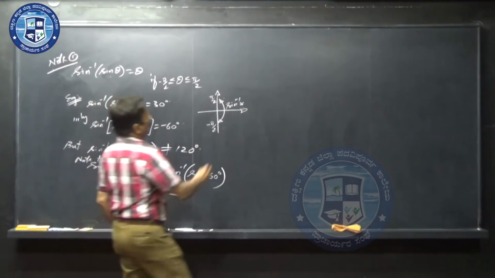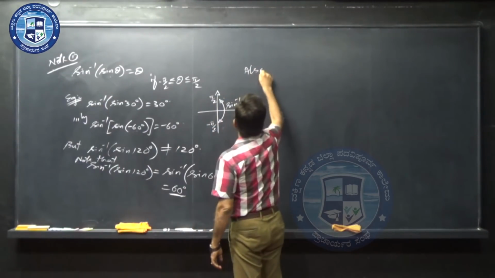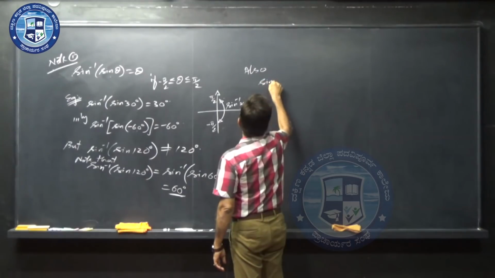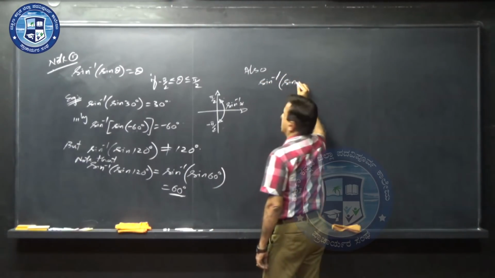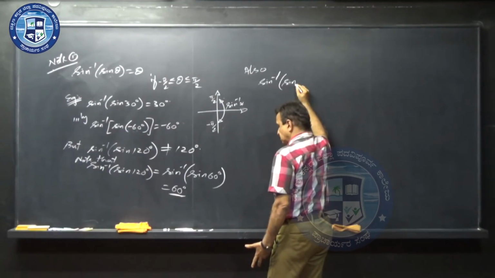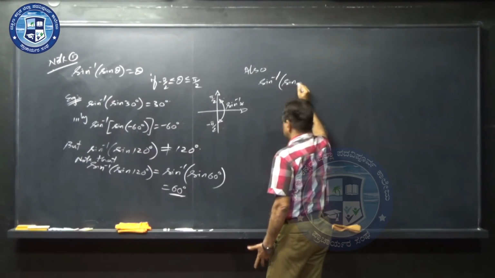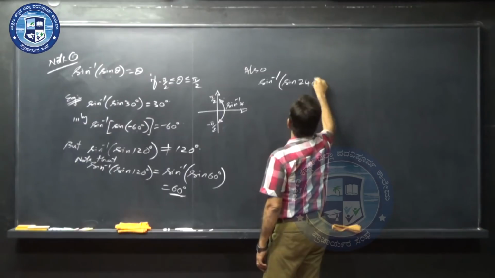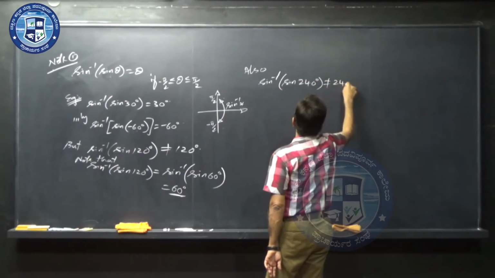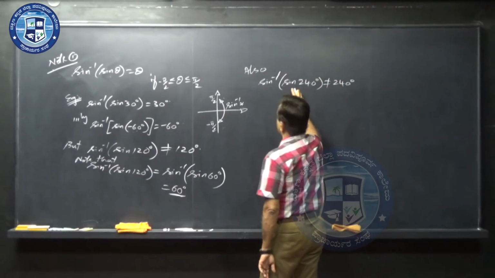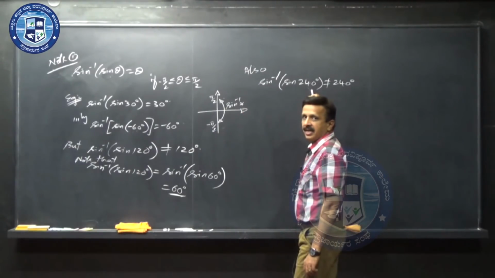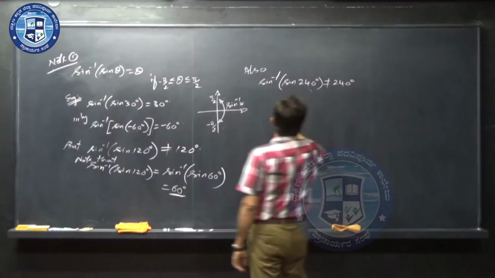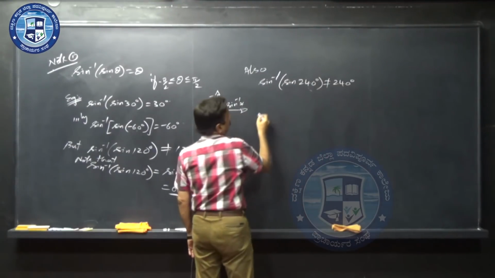Also, sine inverse of sine 240 degree is not equal to 240 degree. The sine inverse and sine effect will not be nullified there, because the angle is not between minus 90 degree and plus 90 degree. That is why it cannot be equal to 240 degree.